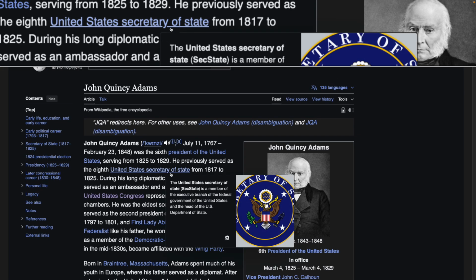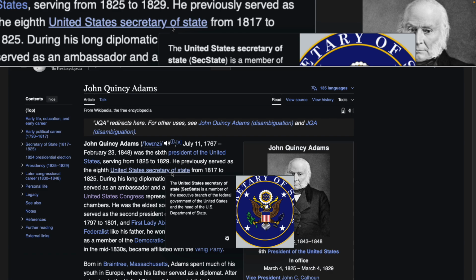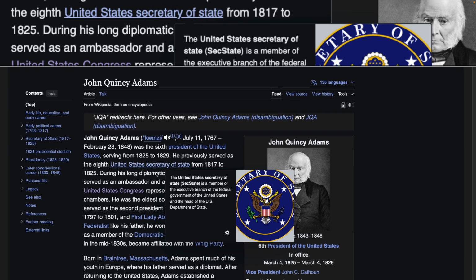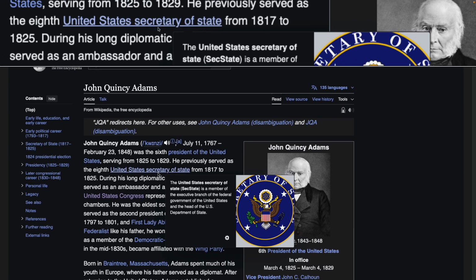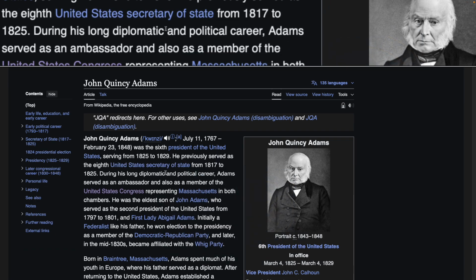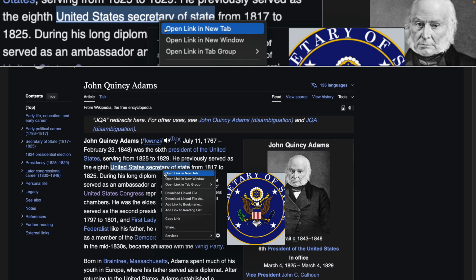So what is a Secretary of State? That is a member of the executive branch of the federal government. Previously served as the eighth Secretary of State. We're not sure what that is. It seems like a secretary who is in charge of administration and stuff like that.